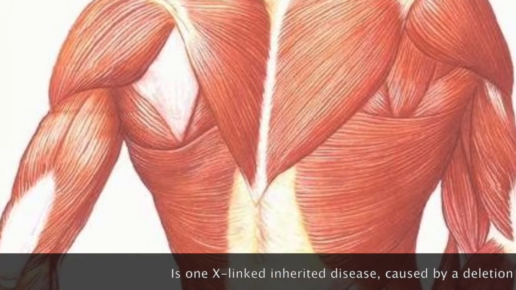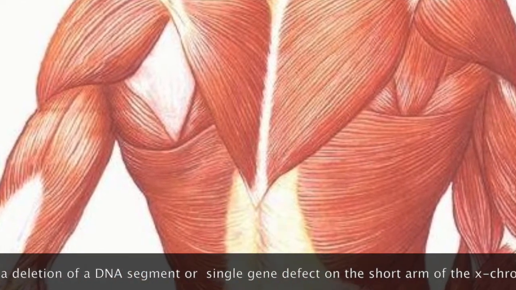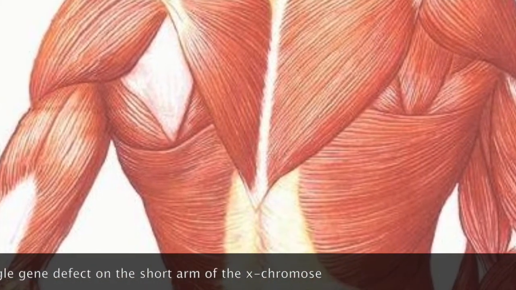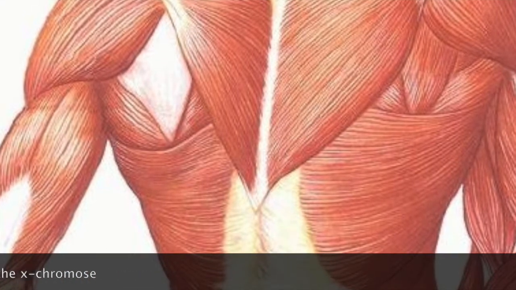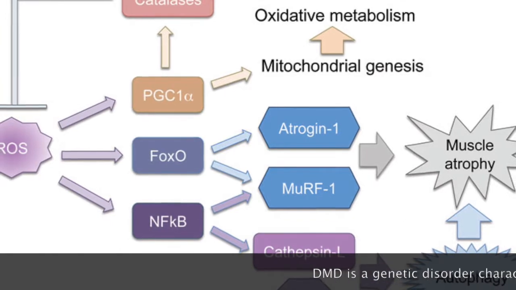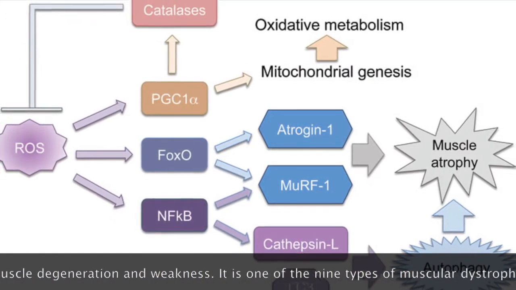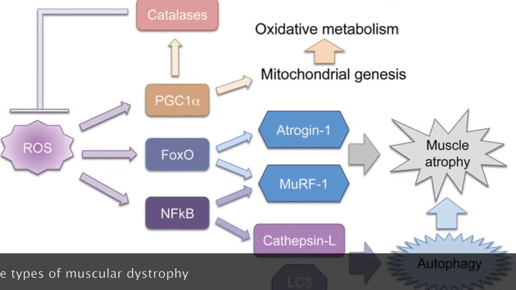Duchenne muscular dystrophy is an X-linked inherited disease caused by a deletion of a DNA segment or a single gene defect on the short arm of the chromosome. In other words, DMD is a genetic disorder characterized by progressive muscle degeneration and weakness. It is one of the 9 types of muscular dystrophy.